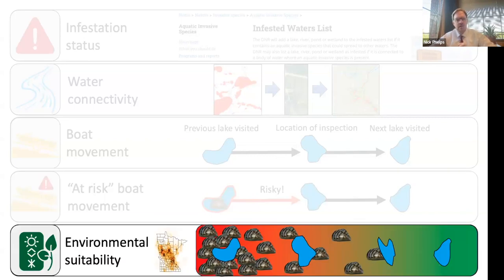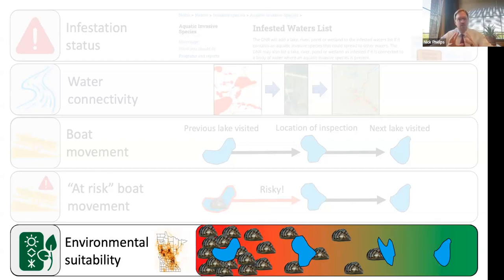And lastly, we combine these questions of could the species get there with the question of could it survive if it does? And we've done this for multiple species now using a variety of approaches, really asking what lakes are suitable for zebra mussels or starry stonewort. And we can categorize those lakes based on suitability, build that into the model as a predictor for whether or not the species could survive if it does get introduced.